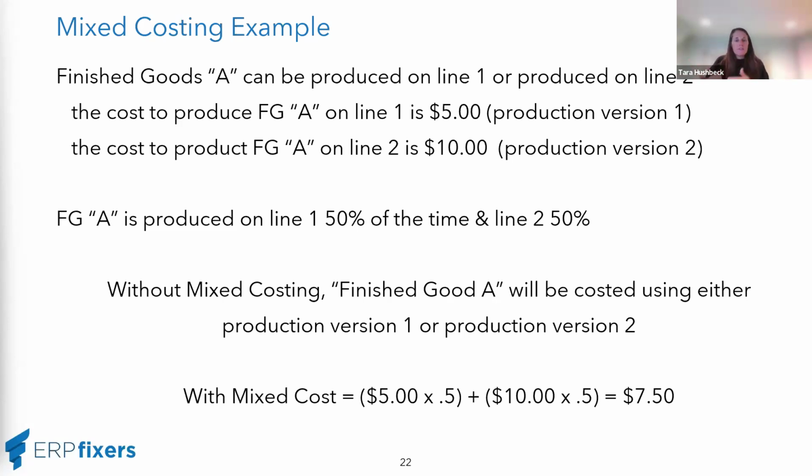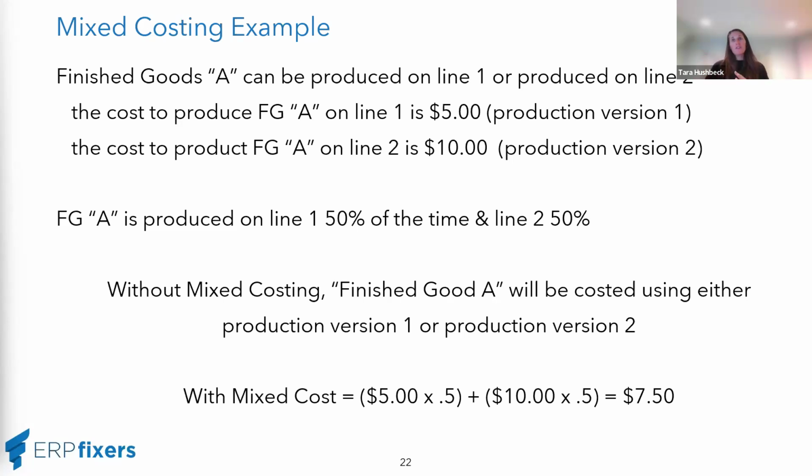You're going to have an unfavorable variance every time you run it on line two. And then similarly, if you picked line one and your standard cost was $10, you're going to have a favorable variance every time you run it on line one. So you're going to have that variance depending on which line you run it on. With mixed costing, you can tell SAP, hey, 50% of the time it's going to cost me $5 to run. 50% of the time it's going to cost me $10. So my standard cost should be $7.50 because I'm going to run it 50% each.